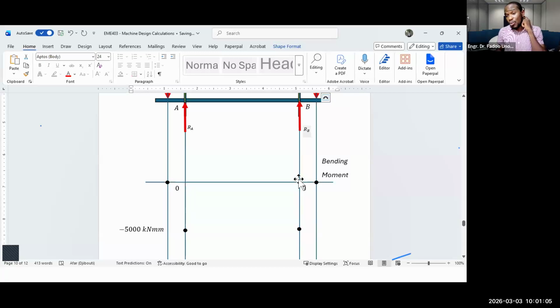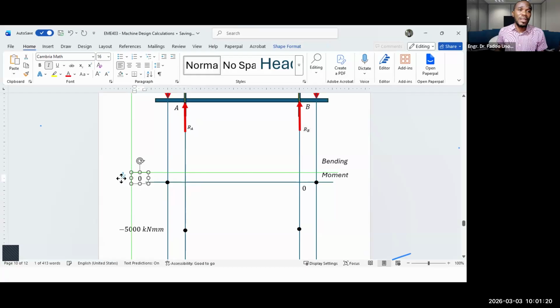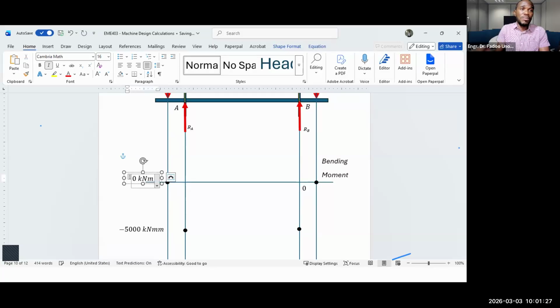So we now need to, it's a bending moment diagram. It's a bending moment diagram. So we need to close up the shape. It's the area under that gives us an idea. This is 0 kilonewton millimeters, right?